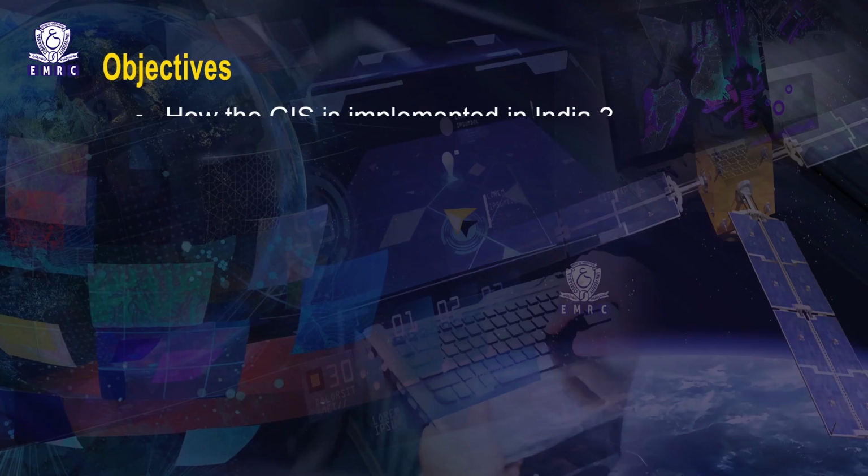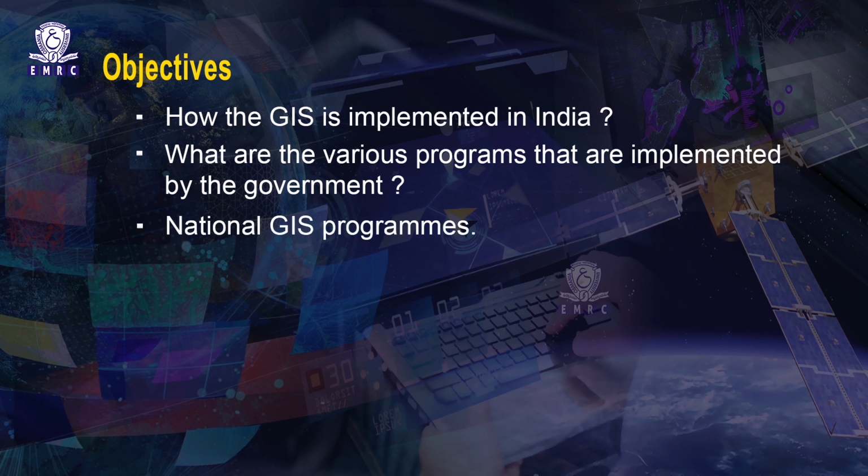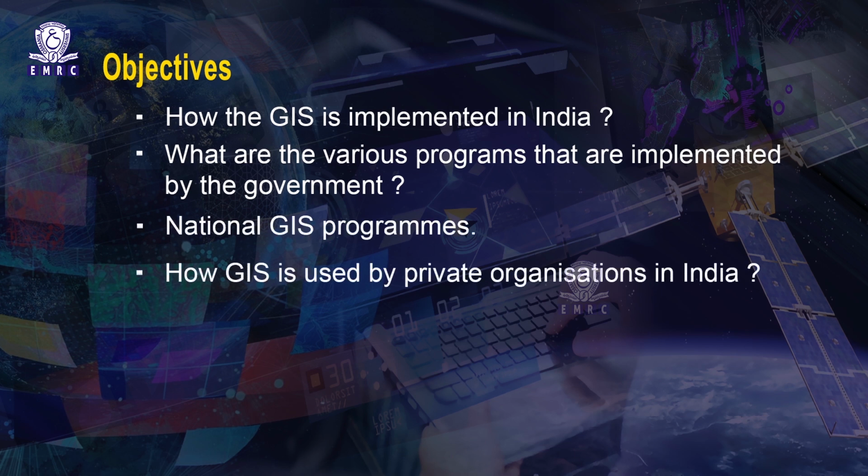Geographic Information System, GIS in India. Objectives. In this chapter, we will discuss how GIS is implemented in India, what are the various programs that are implemented by the government, national GIS programs, how GIS is used in private organizations in India, etc.